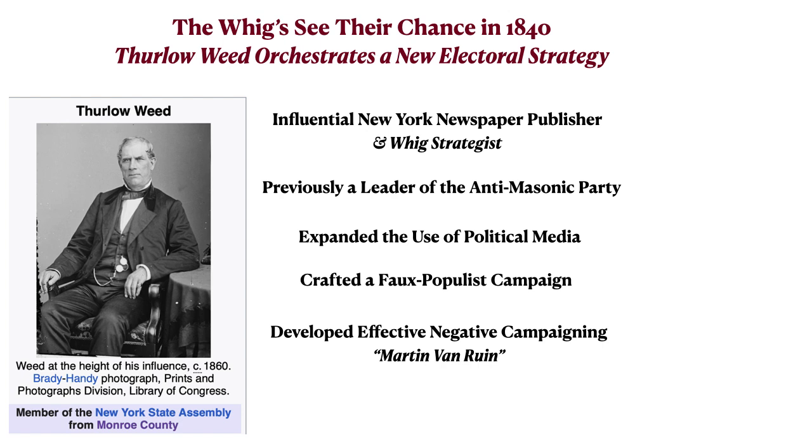But what his campaign that he helped organize in 1840 for the Whigs was to have a much greater use of political media. He also created a faux or false populist campaign. I'll outline that in a few minutes. And he also helped develop negative campaigning. Well, this was nothing new, but he really focused on the economics involved. So he referred to Martin Van Buren as Martin Van Ruin in regard to the Panic of 1837 and his lack of actions that Thurlow Weed thought could have been used to restore economic prosperity.